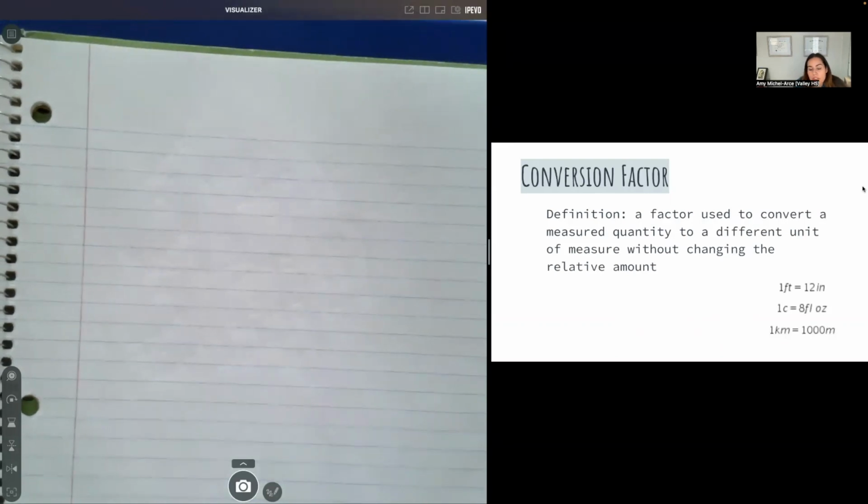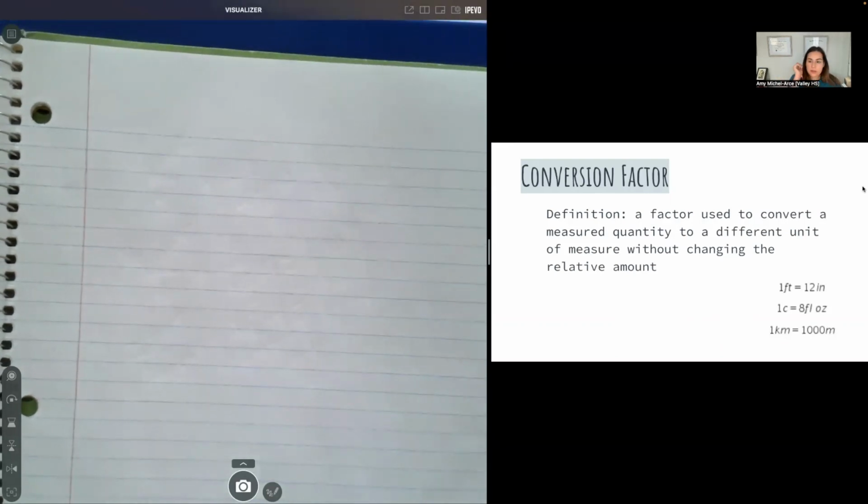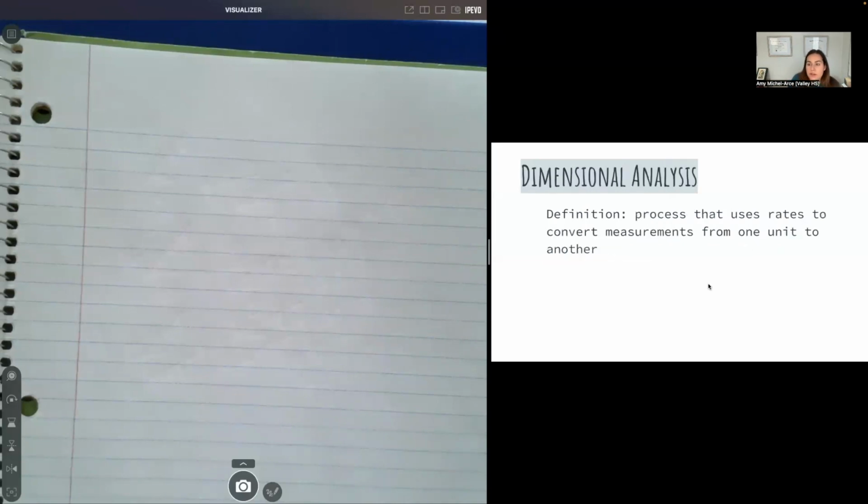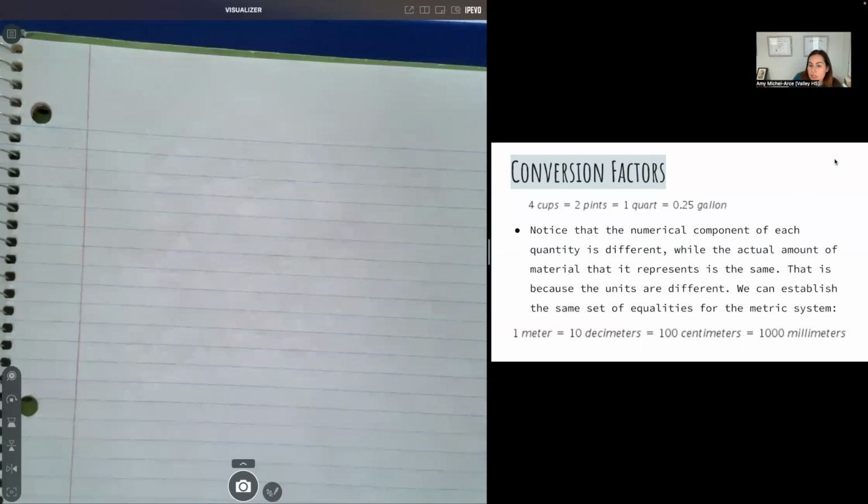A conversion factor, the most commonly used thing in this lesson. The definition: a factor used to convert a unit of measurement of a quantity to a different unit of measure without changing the relative amount. So 1 foot is the same as 12 inches. They are represented in different units, but they're the same quantity. Dimensional analysis is a process that uses rates to convert measurements from one unit to another. So when you're going from one unit to the other, you are using dimensional analysis.